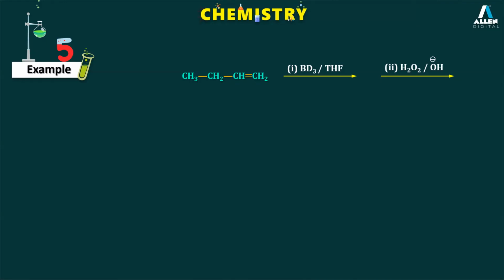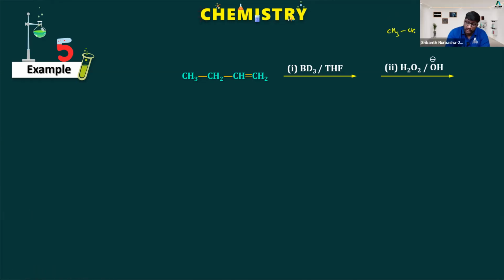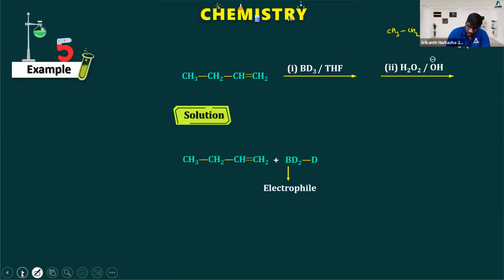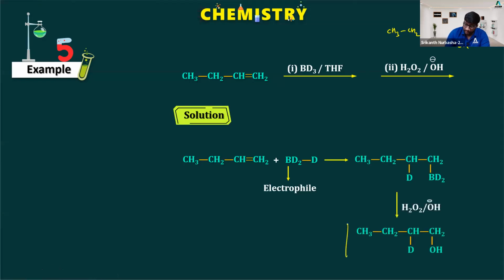CH3CH2CHD CH2OH. Yes, very good. Because we have taken BD3, deuterium is going to be added instead of hydrogen, with anti-Markovnikov addition. So OH should be added because H2O2 in the presence of OH- is taken. So ultimately your product will be CH3CH2CHD CH2OH. So this will be the major product. Very good.